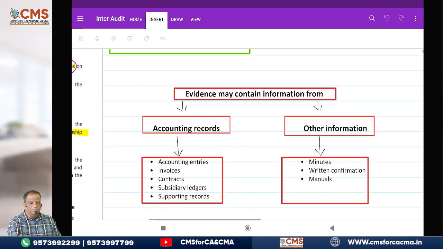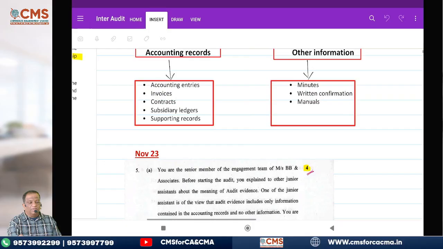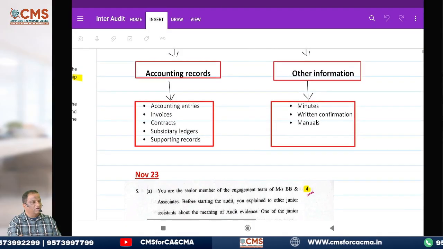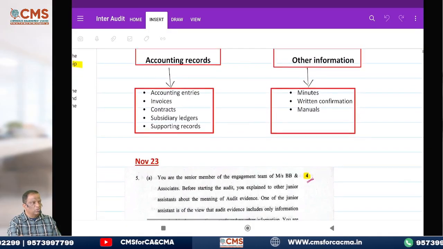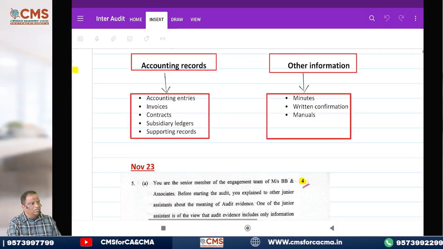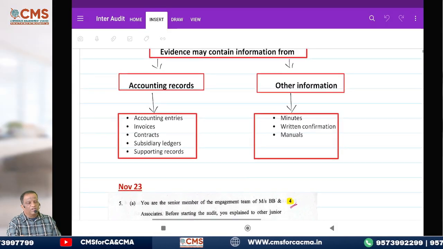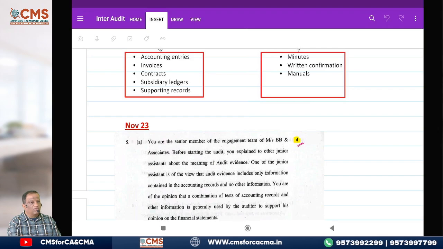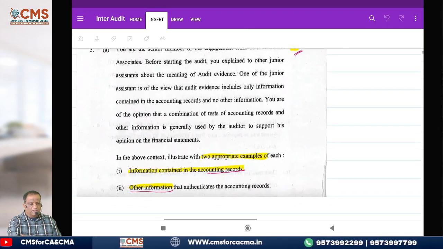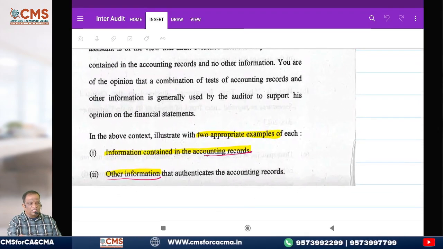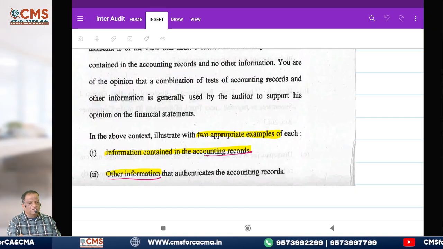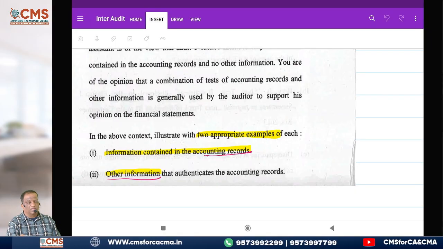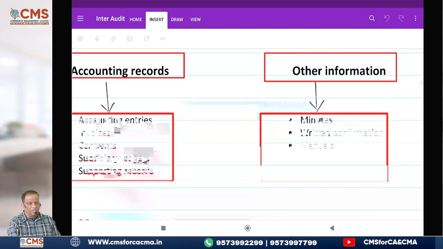So to sum it up, whether the auditor will be collecting evidence only from accounting records, the answer is no. He will collect certain information, certain evidence, even from other information as well. Look at this number 23 question for 4 marks. All that they ask is this only. Illustrate with two examples what is the information contained in accounting records and what is the information contained in other records.